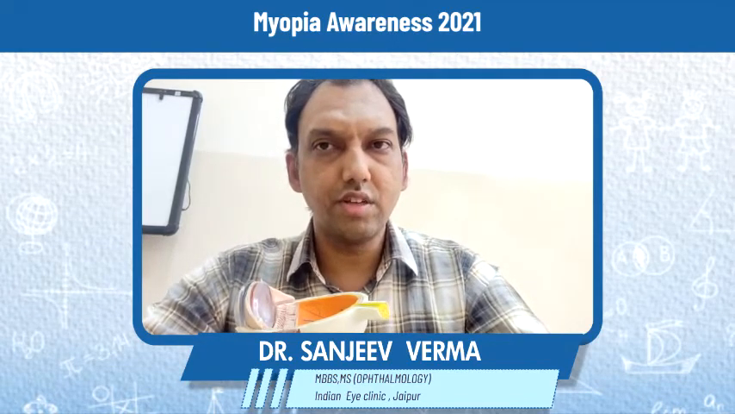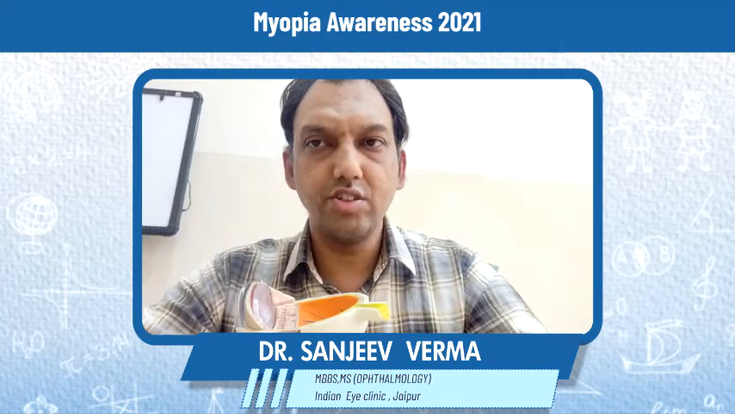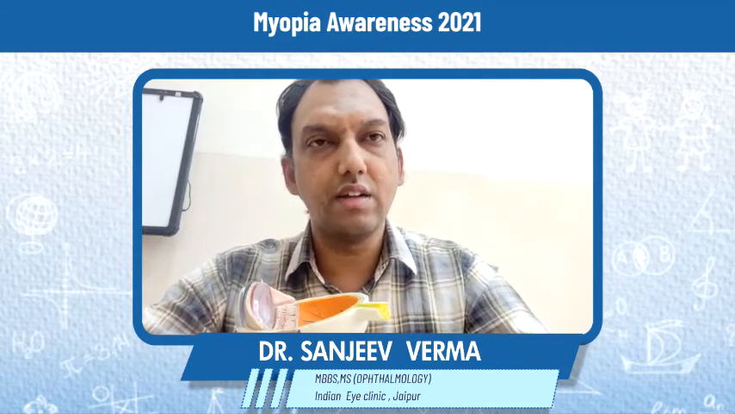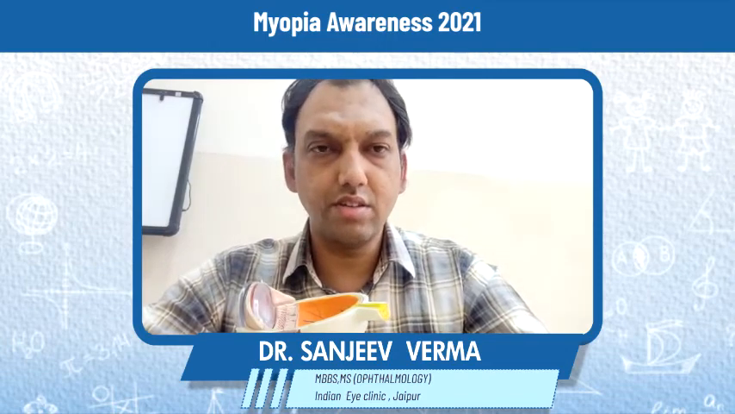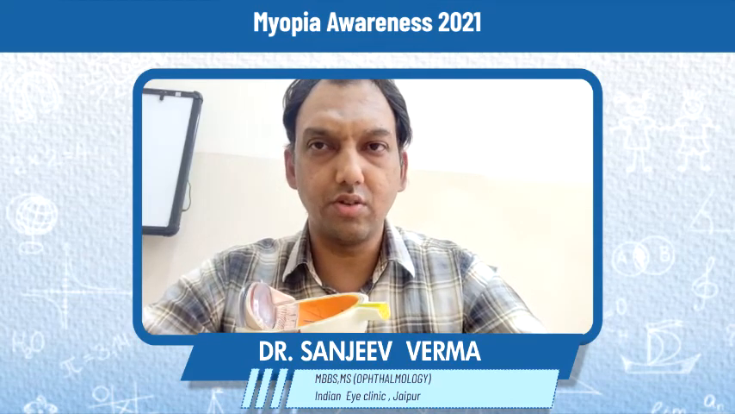The treatment is, we can use concave lenses as spectacles or contact lenses. Surgery like LASIK or implantable polymer lenses can be implanted in suitable patients. If the age is more than 18 years and the refraction is stable, then we can use surgical methods. And to stop the progression of myopia, we can use low dose atropine drops.